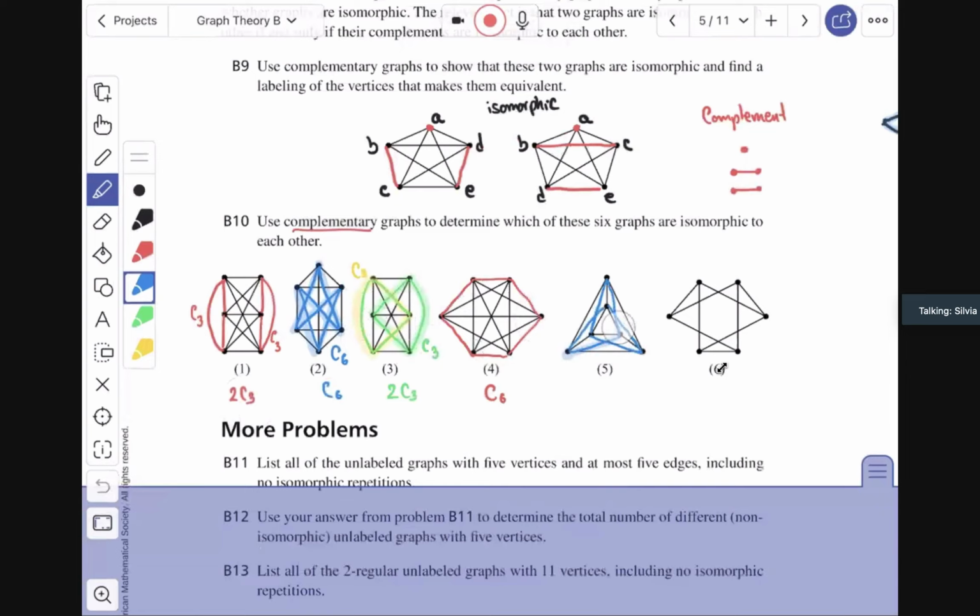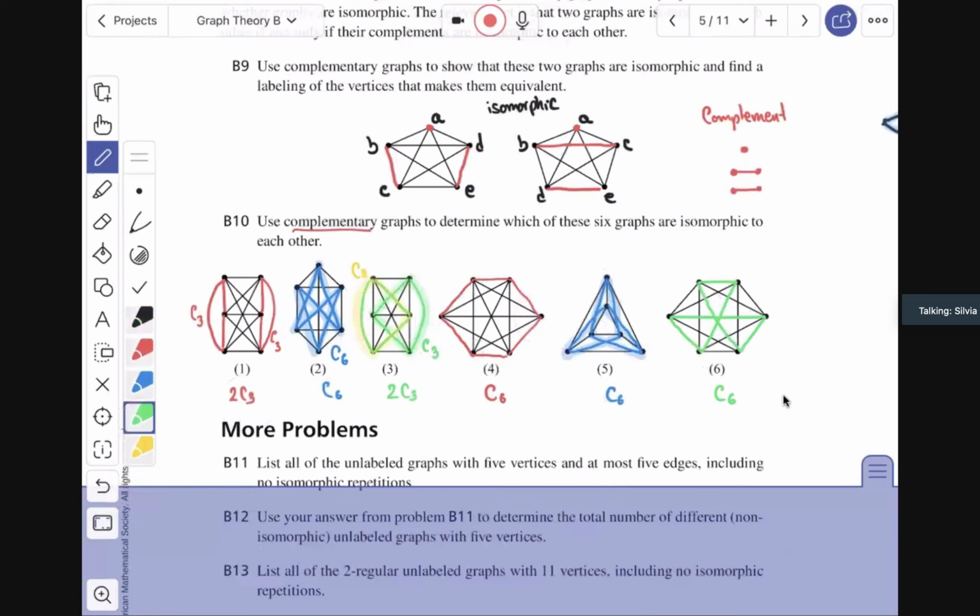I'm going to start here. 1, 2, 3, 4, 5, 6. So that's a C6. And then for the last one, I'm missing this, this, this, this, this, this. And as you can see, I actually did it in one trace, right? So that's another C6. So 1 and 3 are isomorphic, 2, 4, 5, and 6 are isomorphic. Okay?